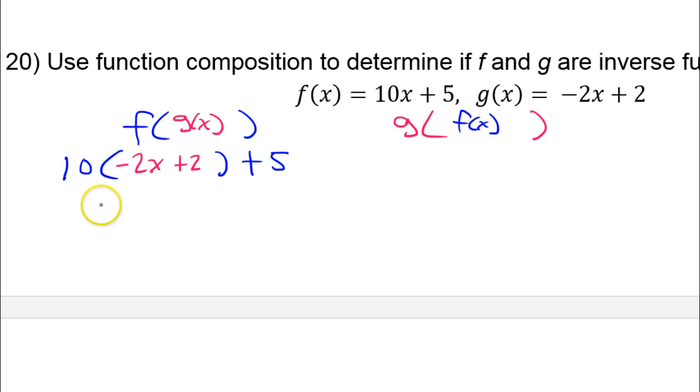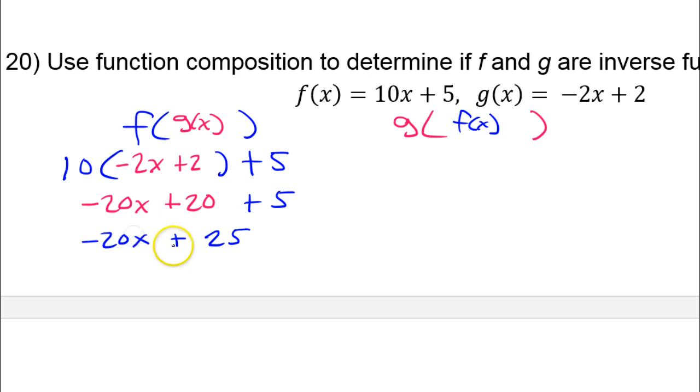Now, if I do this distributive property, that's going to be negative 20x plus 20. But then I have this 5, so I'll bring that down. Okay, if I simplify this, then that's going to be 25. So I have negative 20x plus 25. Everything did not cancel out. I did not get x. So right there, I know that these are not inverses of each other.